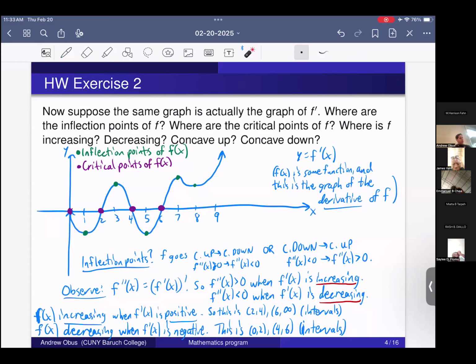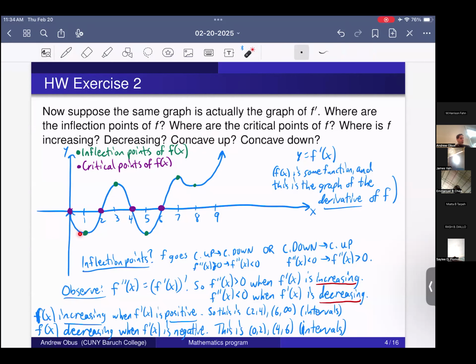Okay. And last we want to know, where is f concave up and where is it concave down? Well, we already know that concave up corresponds to f double prime of x being greater than 0. So it's concave up exactly when f prime is increasing. And similarly, it's concave down exactly when f prime is decreasing.